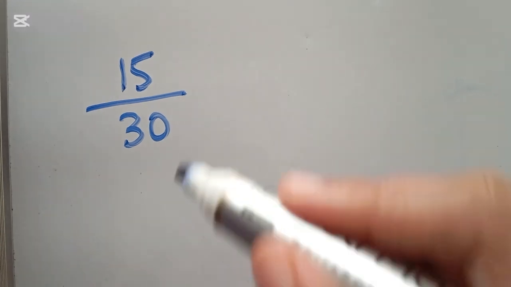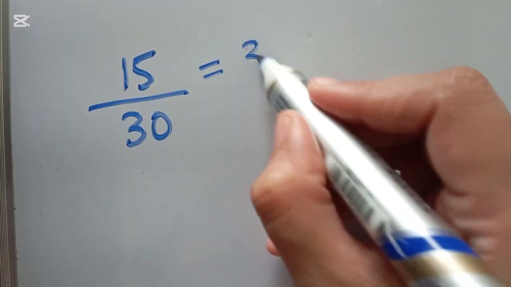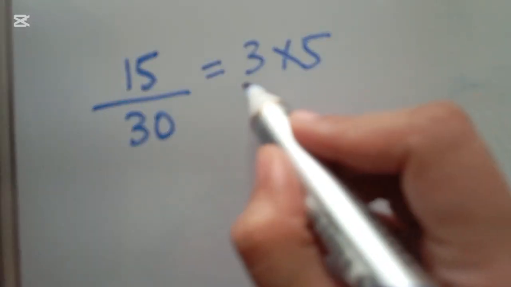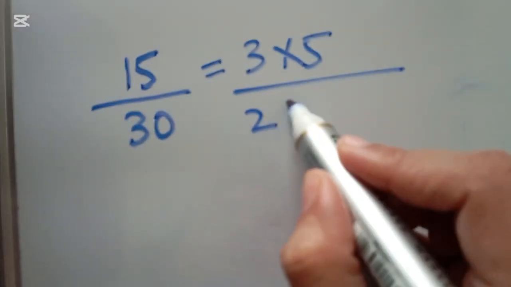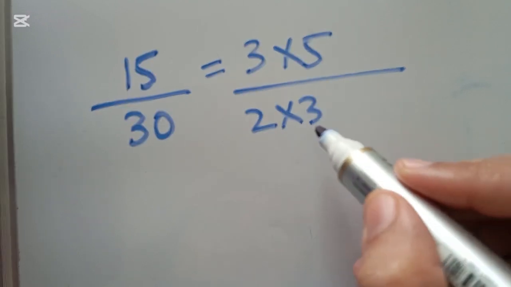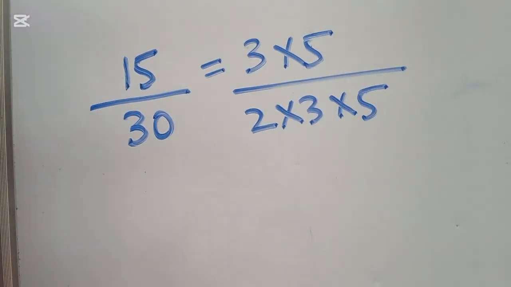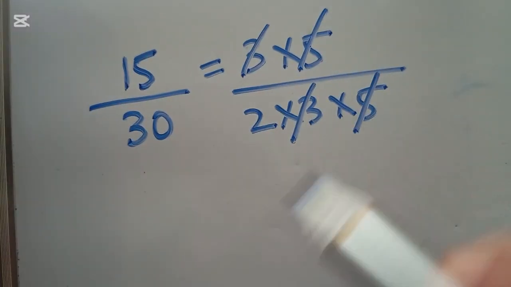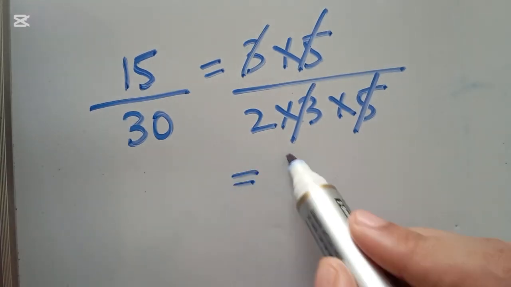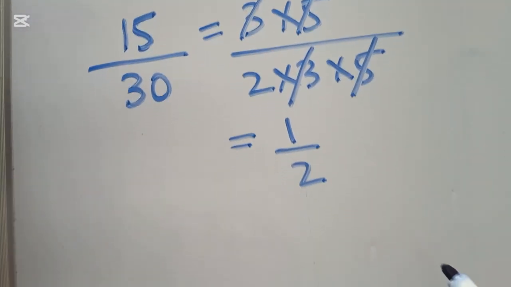Now see this one, 15 over 30. The factors of 15 are 3 multiplied by 5 will give us 15, and the factors of 30 are 2 multiplied by 3 will give us 6, and 6 multiplied by 5 will give us 30. So again the common factors are 3 and 5. So they will be cancelled out and we are left with 1 from the top and 2 from the bottom.